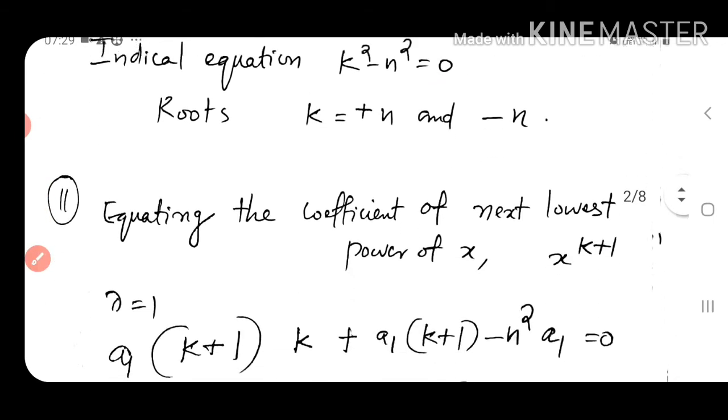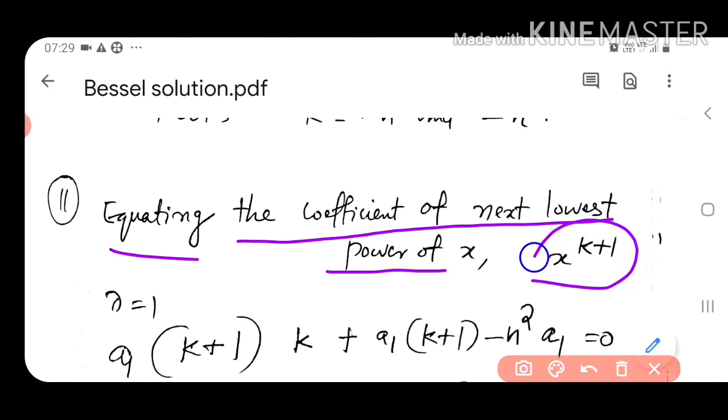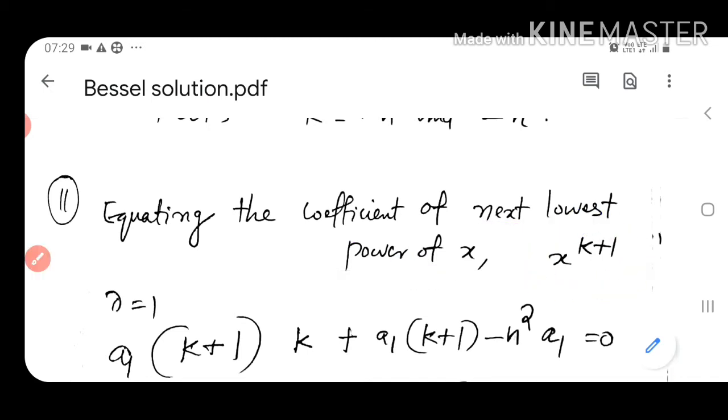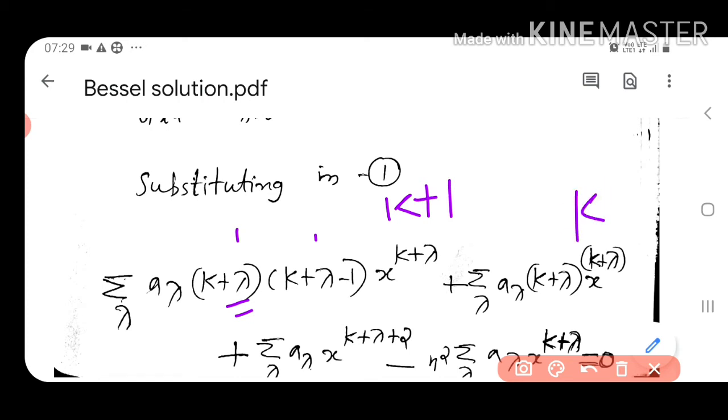And then what we do, we equate the coefficient of the next lowest power of x, which is x to the power k plus 1. Okay, so that we obtain by putting lambda equal to 1. So we will have x to the power k plus 1 here. Here also k plus 1. Here you will be having k plus 3. Okay, so we need not take this. Here also you will have x to the power k plus 1. So we have to take these three terms.